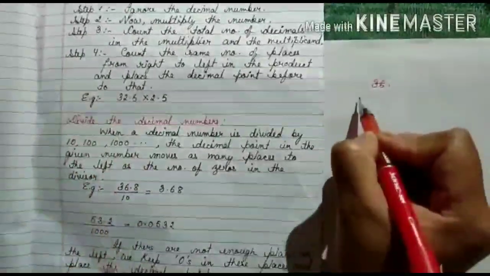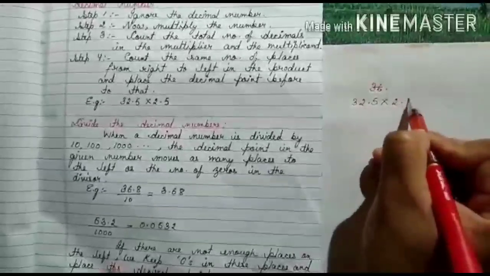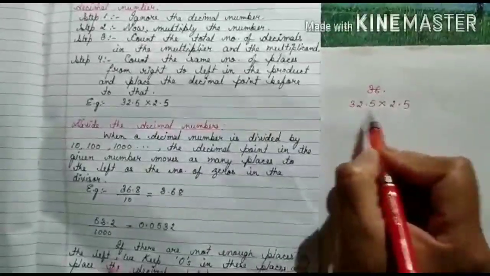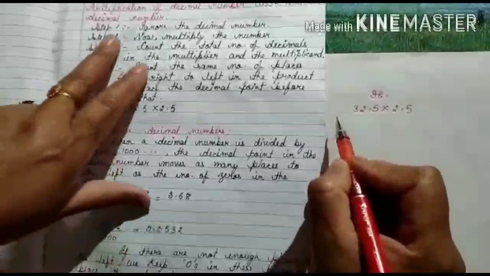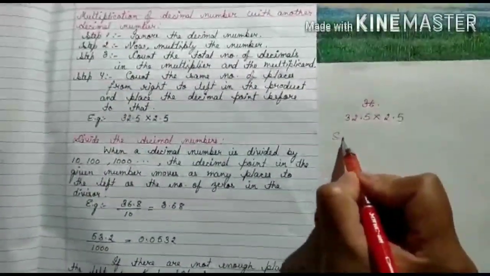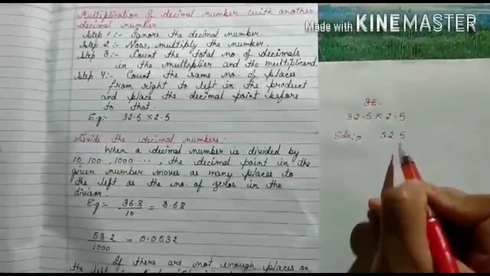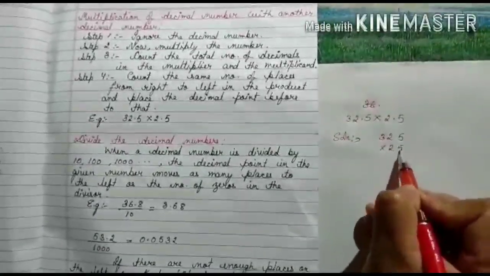Yeah, I have given here 32.5 into 2.5. Now we are going to multiply these two decimal numbers. So in the first step, what is said? We have to ignore the decimal number. That means by ignoring the decimal number, we have to write it, that means 325 into 25.